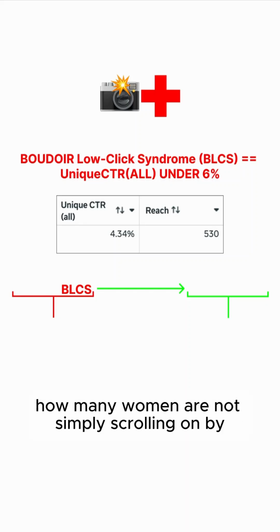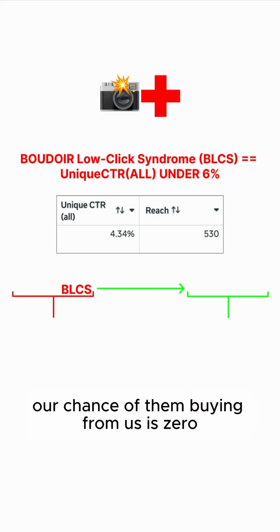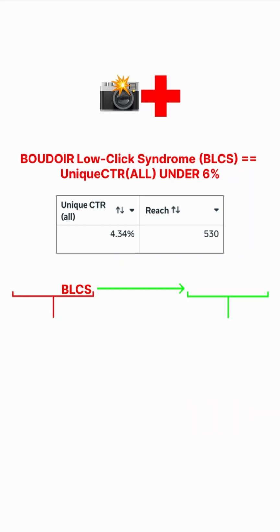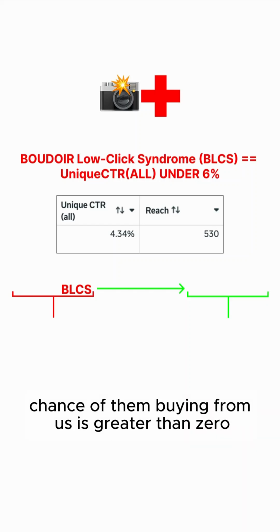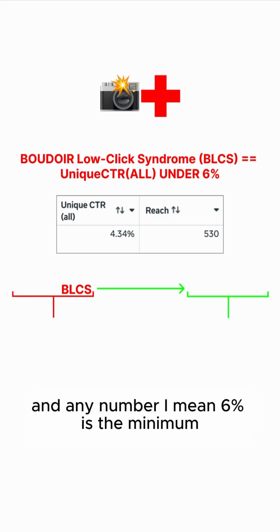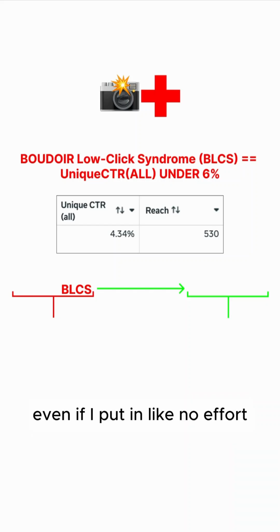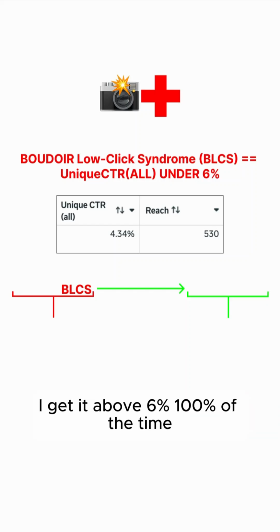Because basically this means how many women are not simply scrolling on by. If they simply scroll on by, our chance of them buying from us is 0. If they click somewhere, the chance of them buying from us is greater than 0. So we've got to get this number up as high as possible, and 6% is the minimum. Every Boudoir Facebook ad can be above 6% easy. Even if I put in no effort, I get it above 6%, 100% of the time.